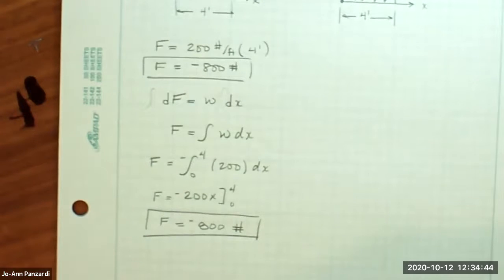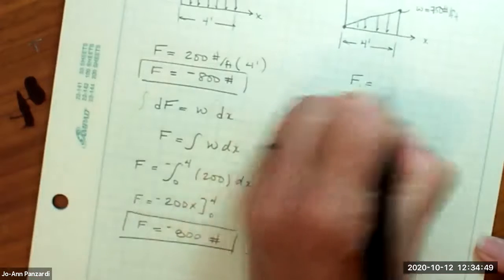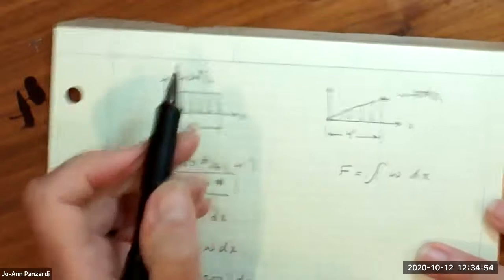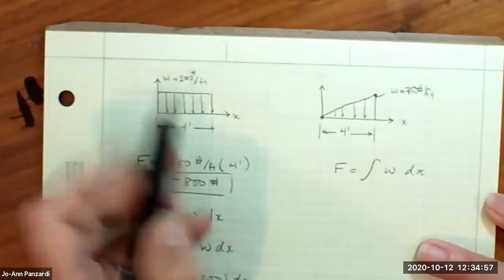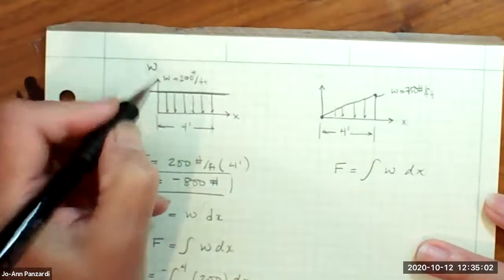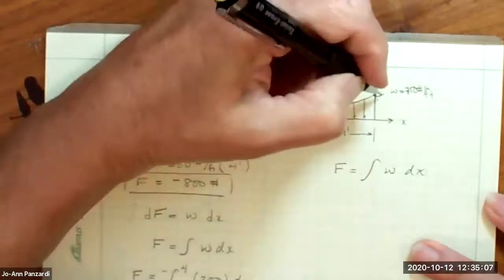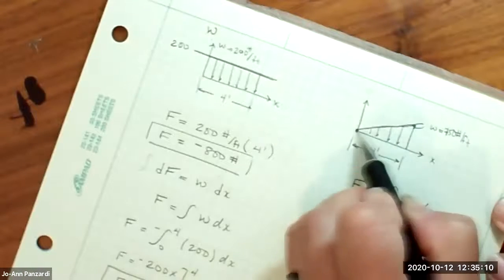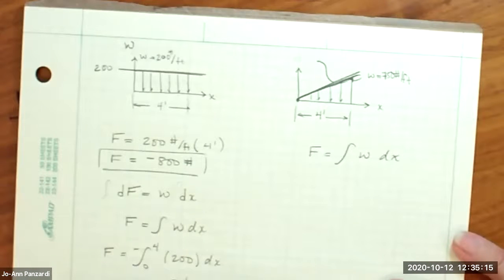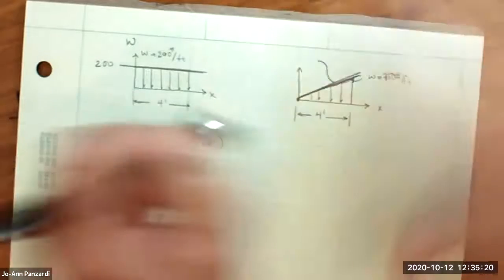So the same step with the other: F is equal to the integral of W dx. Well, in this case right over here, I knew that the equation of this line, with the y-axis being the W line, is 200. But in this case, on the triangular one, I'm looking at a line that's like this, so I have to find the equation of that line. So the equation of that line, let's do that first. And I'm going, I think, much slower than you guys could do.